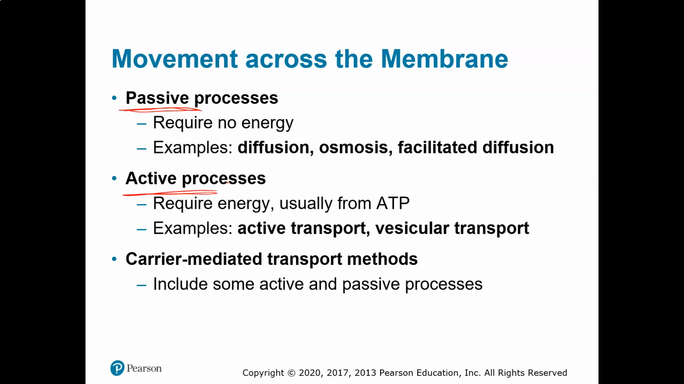If the movement is passive, it does not require energy in the form of ATP. Examples of passive transport are diffusion, osmosis, and facilitated diffusion. Active processes require energy, usually from ATP, and examples are active transport and vesicular transport, called endo and exocytosis. And carrier-mediated transport methods can be active or passive, but they involve a carrier protein.